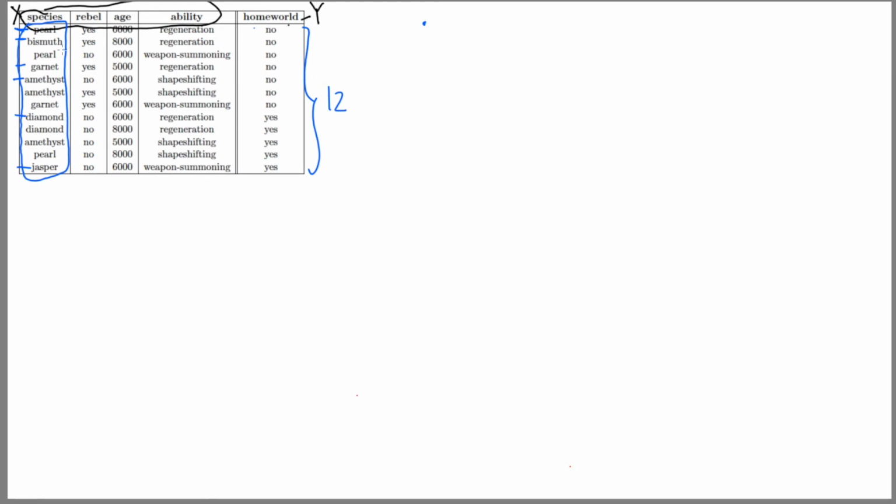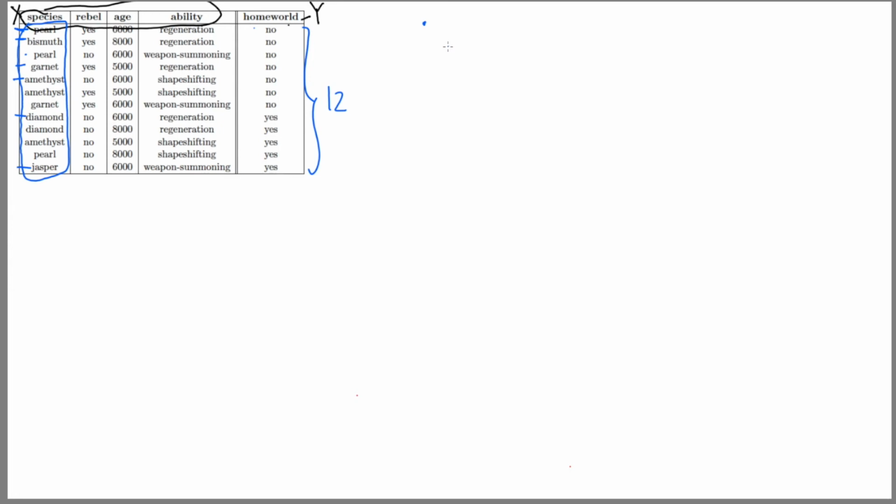The other thing is the split. If you look at pearl, for example, you've got 2 values of pearl for the no category and 1 of them for the yes category. So you have a split of 2 to 1 between the 2 classes for that particular feature value. For bismuth, you've only got 1 value, and it comes up as no. For pearl, it's an equal split, 1-1 across the 2 classes. So you're really not getting much information at all from this attribute.